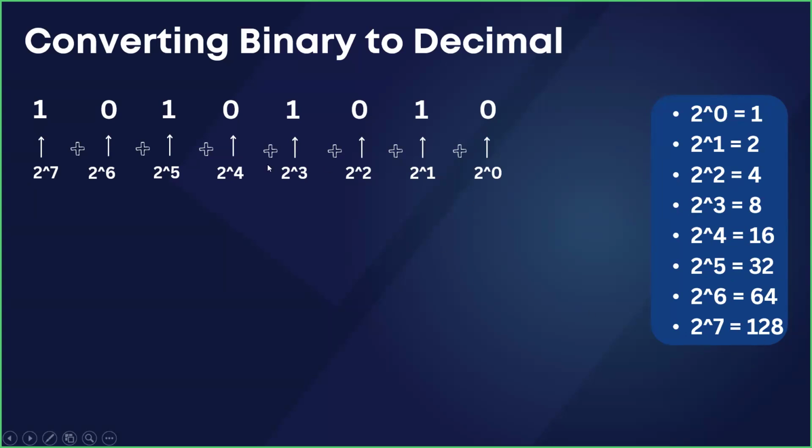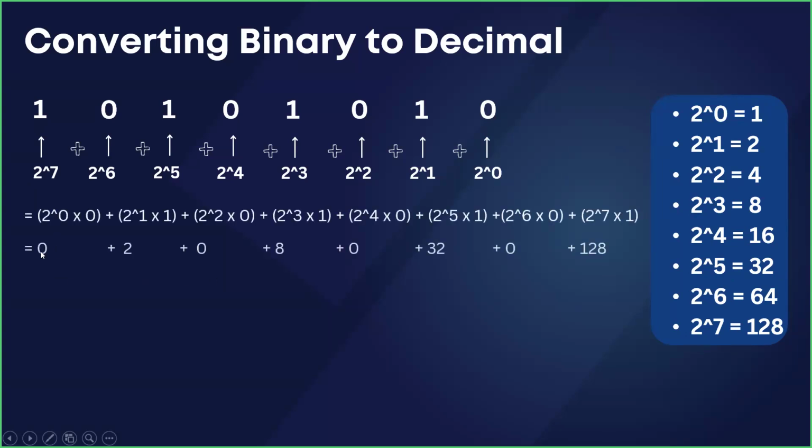Okay. Now, once you have these values here, let's calculate the answer now. 2 power 0 into 0, that's 0 itself. Anything into 0 is 0 itself. 2 power 1 into 1. So 2 power 1 is 2, 2 into 1, that's 2 again. 2 power 2 into 0, 0 again. 2 power 3 into 1, 8. 2 power 4 into 0, 0 again. 2 power 5 into 1, 32. 2 power 6 into 0, 0 again. And 2 power 7 into 1, 128.